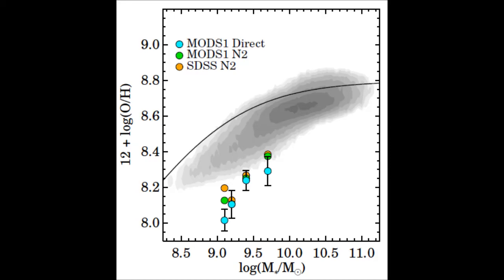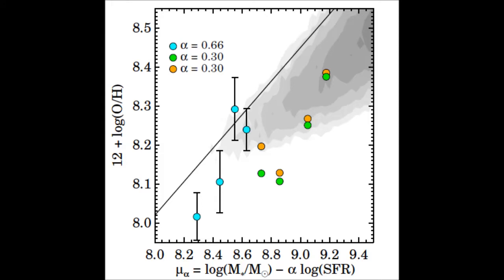Given the scatter in empirical relations of about 0.3 dex, we find that the N2 method estimates for these 4 objects are generally consistent with our direct method oxygen abundances. Lastly, we investigate where the Lyman break analogs lie on the fundamental metallicity relation. As shown in this plot, accounting for their high star formation rates greatly reduces the degree to which they are offset from SDSS galaxies, suggesting that the Lyman break analogs follow the fundamental metallicity relation.